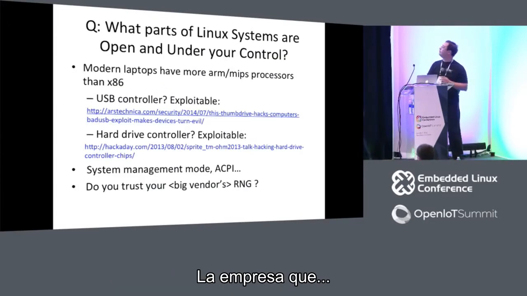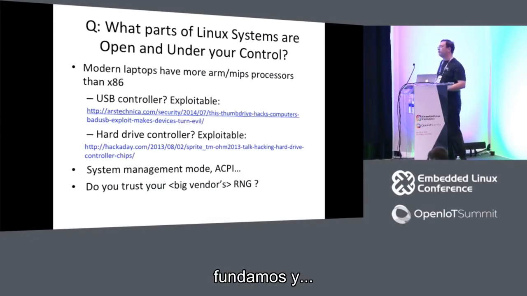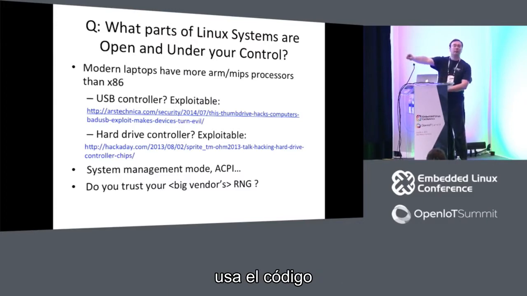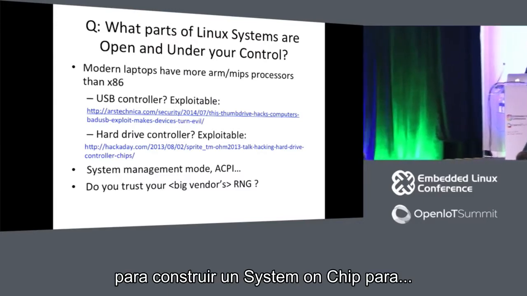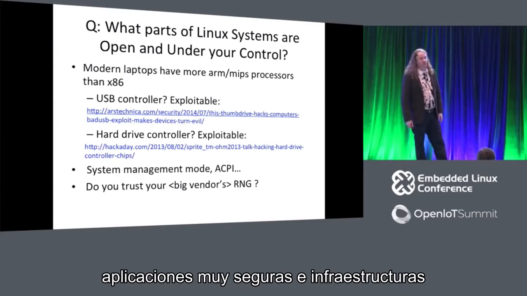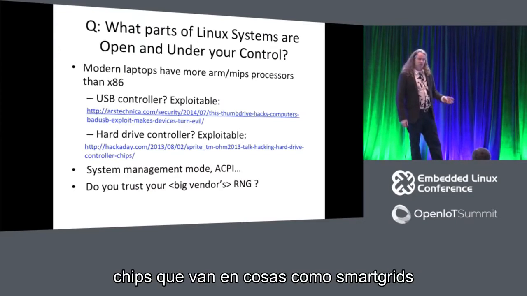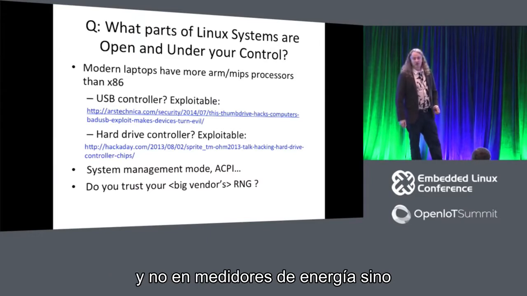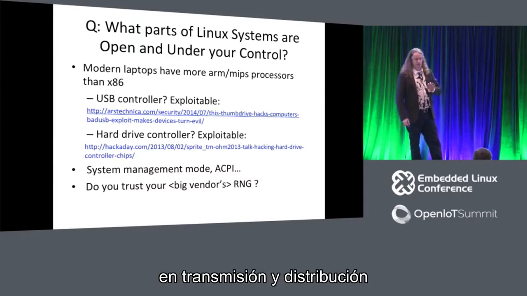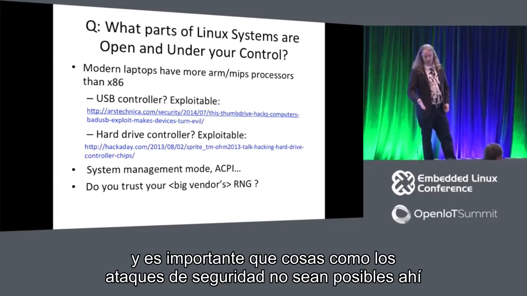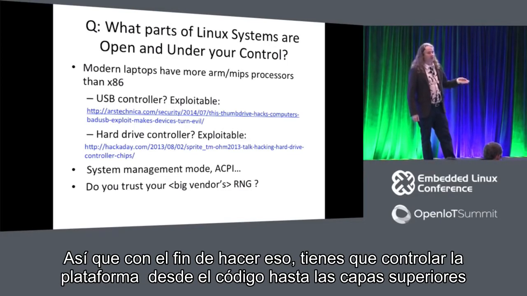The company that we founded and that produces this open source project uses the code to build a system on chip for very secure applications in infrastructure. So what we do is actually chips that go into things like smart grid, and not energy meters, but transmission and distribution. So this is critical infrastructure, and it's important that things like exploits are not possible there. So in order to do that, you have to have control of the platform all the way down to the code at the bottom layers.